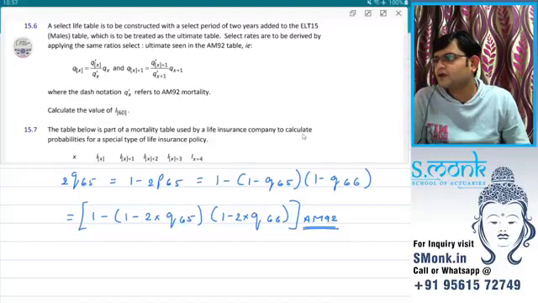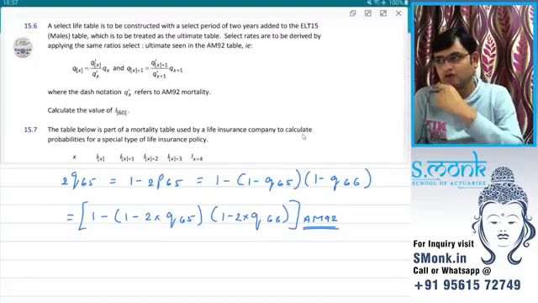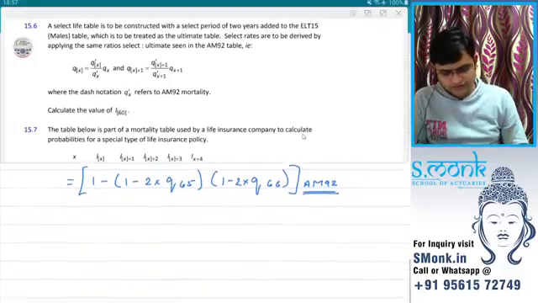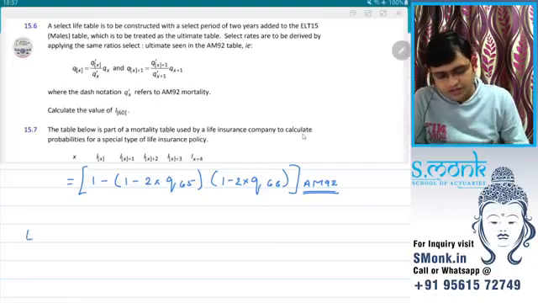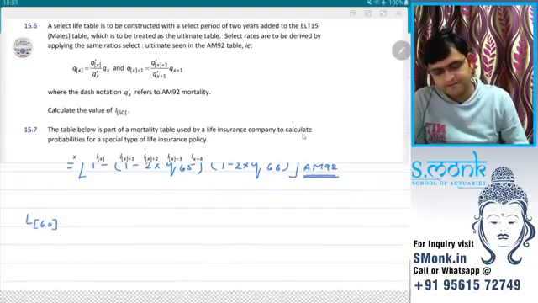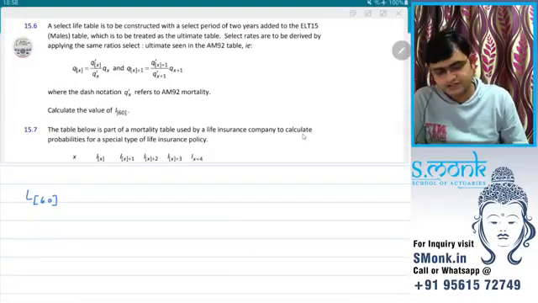Okay, so where the dash notation Q dash refers to the AM92 mortality. So we are taking the ratio of select periods from the AM92 and treating that as in ELT15 also, we will get the same values. So we have to calculate the value of L select 60. Now to calculate the value of L select 60, what are the values that we will require? Most likely we'll require Q select 60.